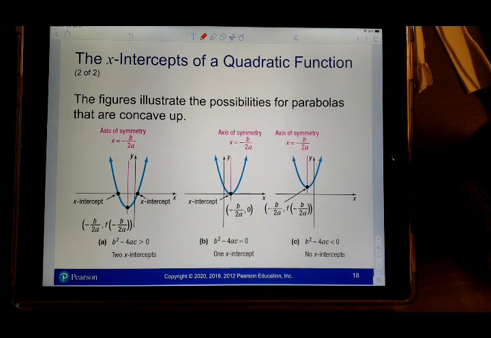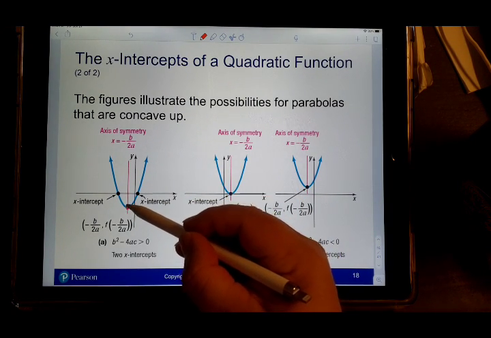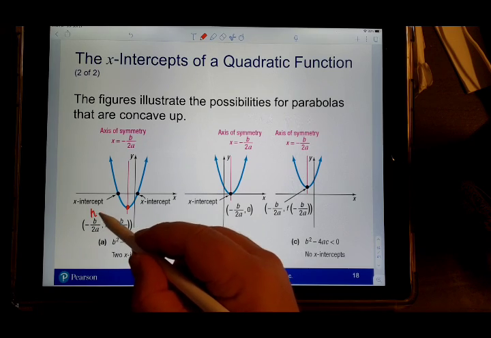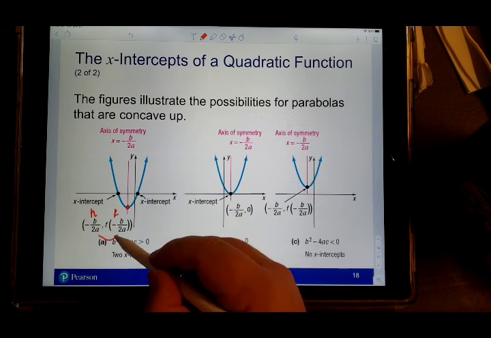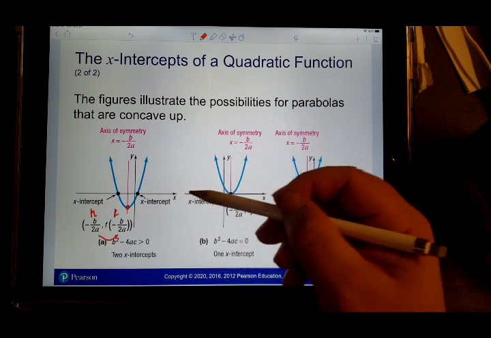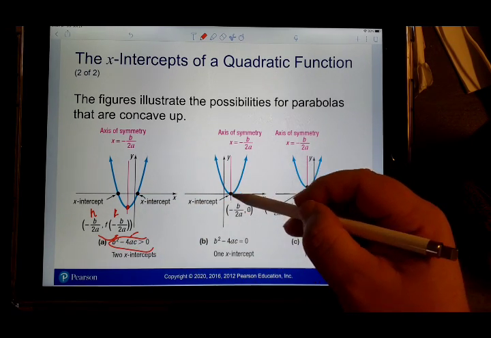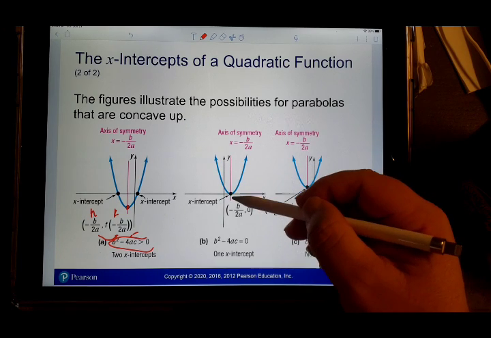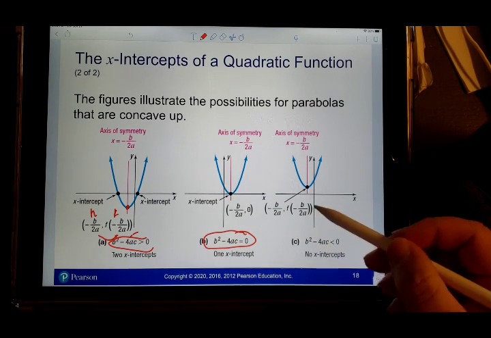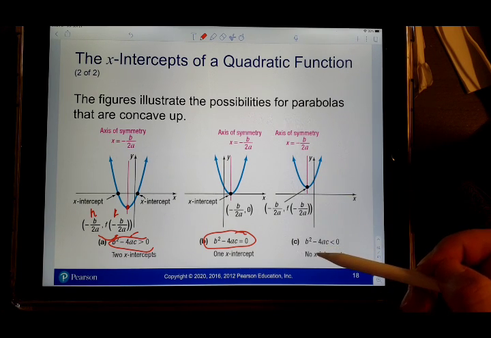All right, so they gave us an example of the vertex. Again, it's (h, k), where we have a formula for h, and we calculate k by substituting h. All right. A parabola has two x-intercepts because the discriminant is positive. It just touches without crossing the x-axis when the discriminant is equal to 0. And this would be an example of no x-intercepts.